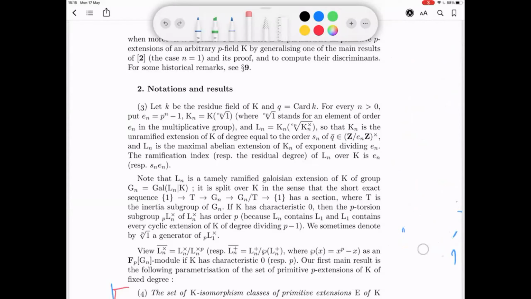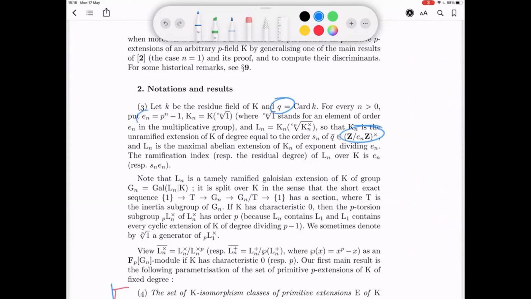In general, if I adjoin the dth root of unity and d is prime to p, then I get an unramified extension of degree equal to the order of q, where q is the cardinality of the residue field, in the multiplicative group modulo d.